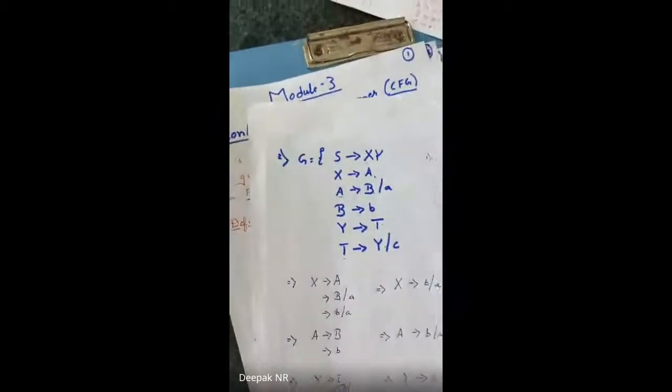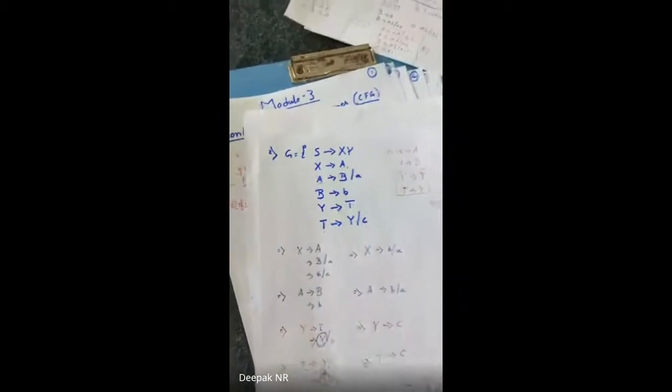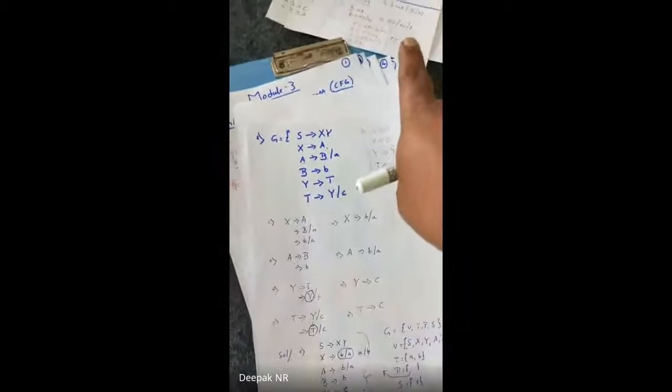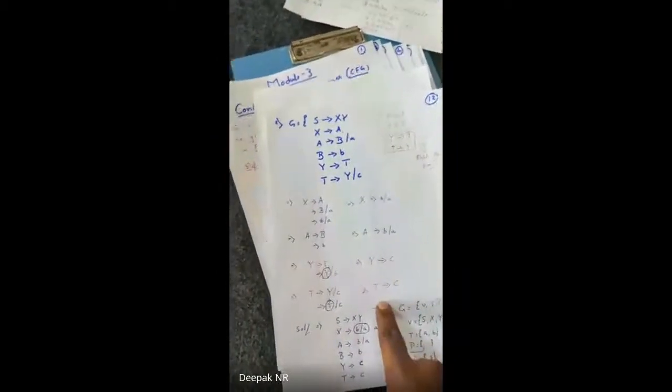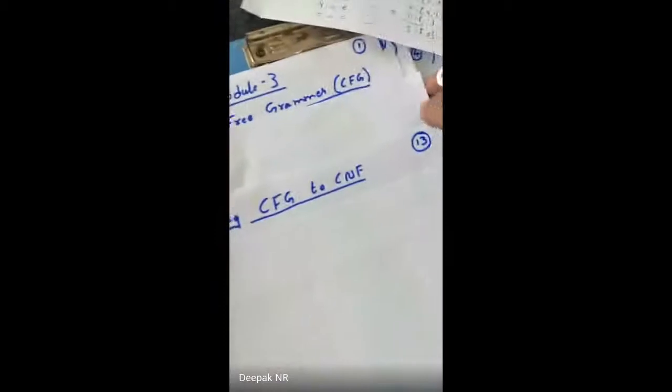Okay, guys, in this class I've done two things. One is removing a unit production. This is the most important one. This question will be asked in the exam. And the next important one is this. This question will be asked in the exam.